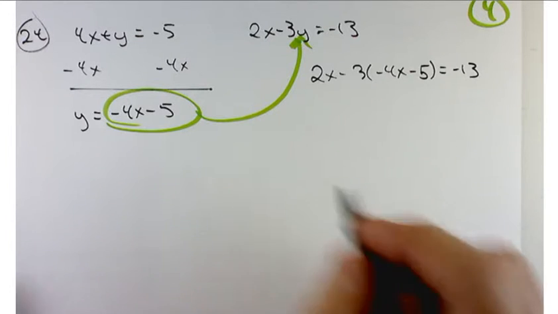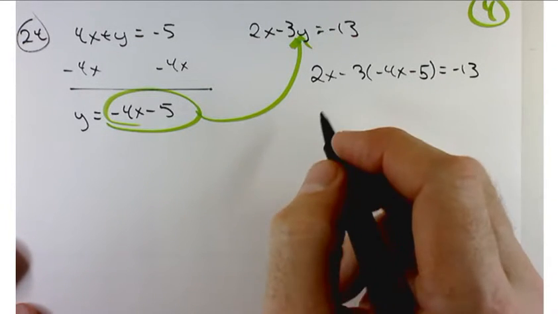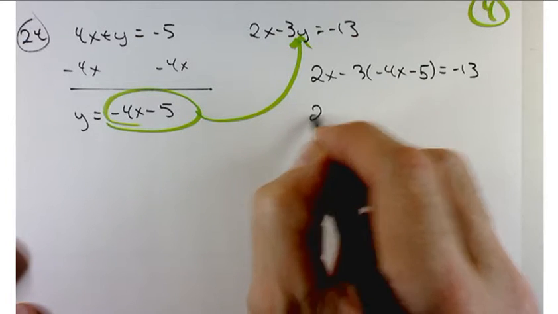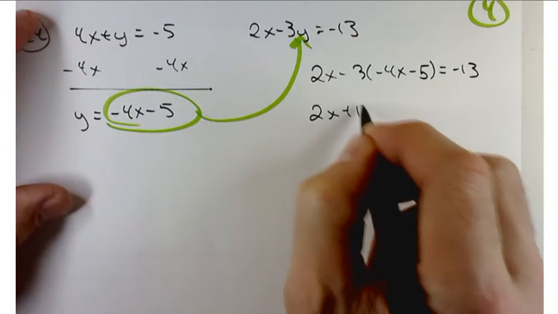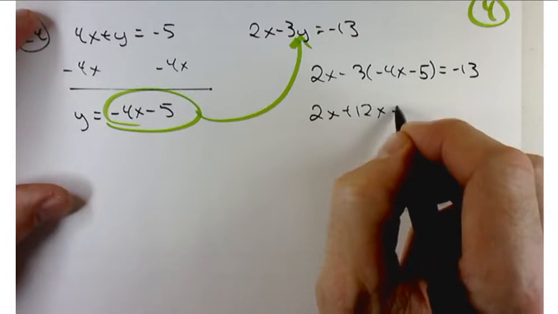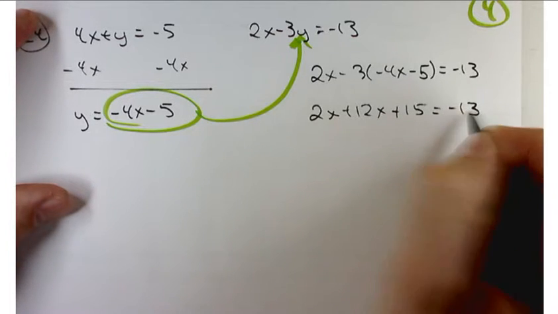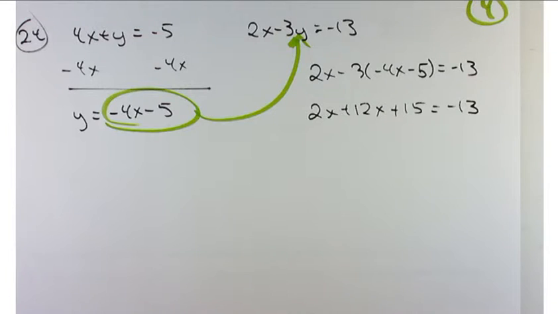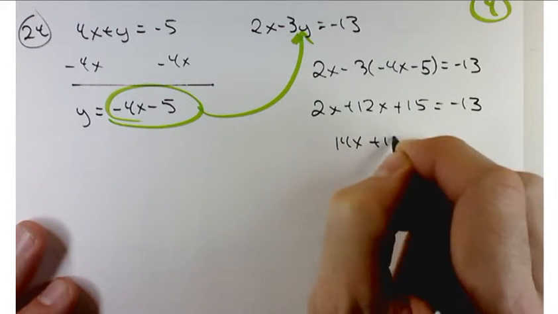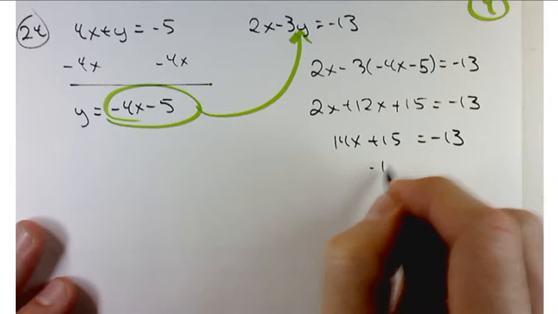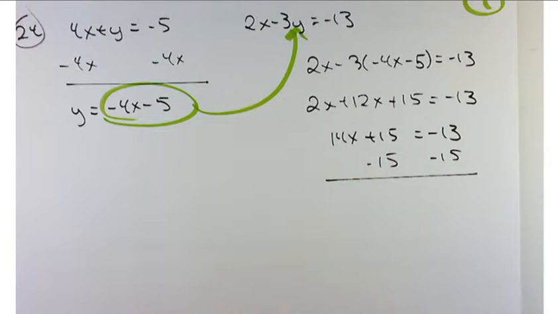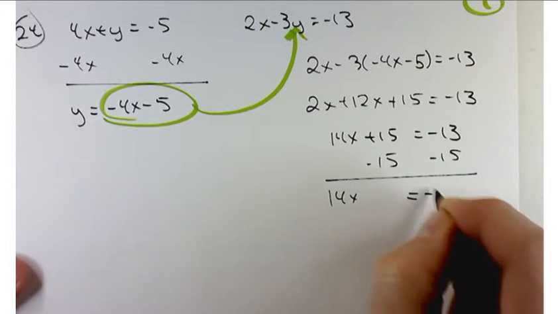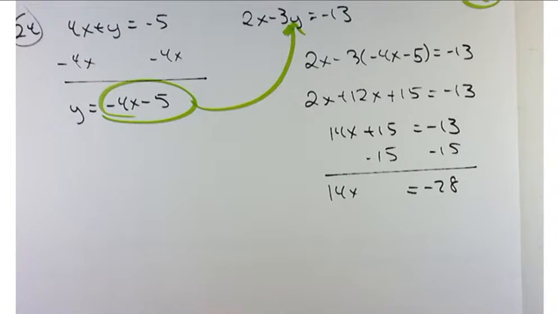Now what? What do I get? Good. So if you distribute and then combine like terms, we end up with 14x plus 15 equals -13. If you're not comfortable subtracting -13 minus 15 in your head, do it on your calculator. I don't want you to get this wrong because you make an addition or subtraction error and end up with -2 as opposed to -28.